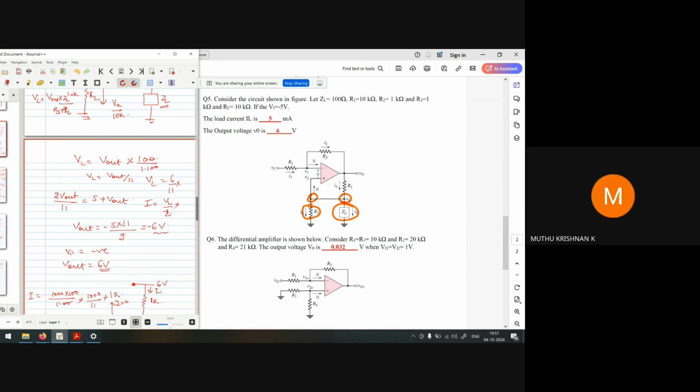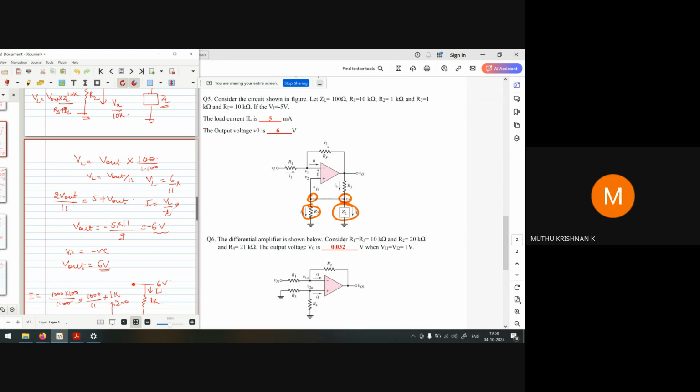Sir, here for calculating VL equals V out by 11, we are using the formula R2 by R3 plus R2 of V out, right? Yeah, that is the formula. I am not going into the formula part. We are solving with the circuit, not with the formula part. That's why I am taking this one. Otherwise, there is a formula for this one also.